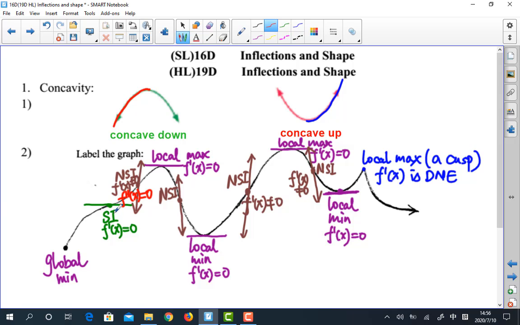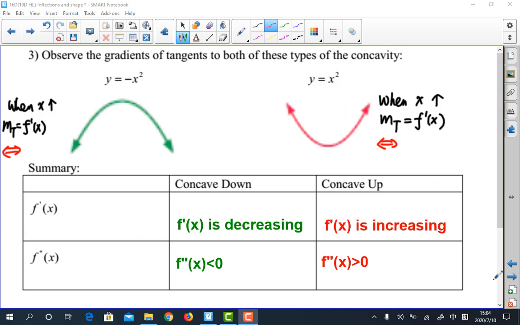We will use an example to justify this conclusion through the first example later on. Number 3 in section 1. Let's observe the gradients of the tangents to both of these two types of the concavity. The green one is concave down. Let's look at what the gradients of tangents can happen on this concave down curve.